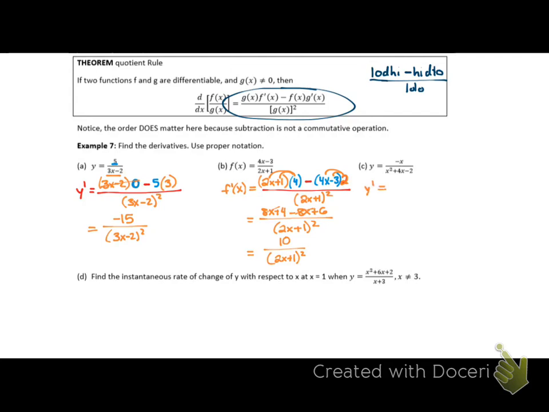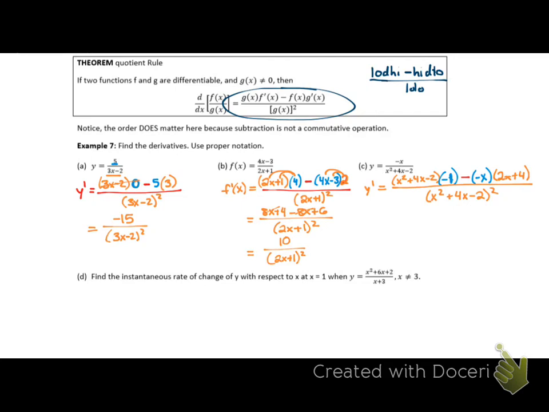Low. So x squared plus 4x minus 2, d high, so negative 1, right, that's the derivative of the top, minus high d low, the high is negative x, the derivative of the bottom is 2x plus 4, and that's all over low low. So x squared plus 4x minus 2 squared.